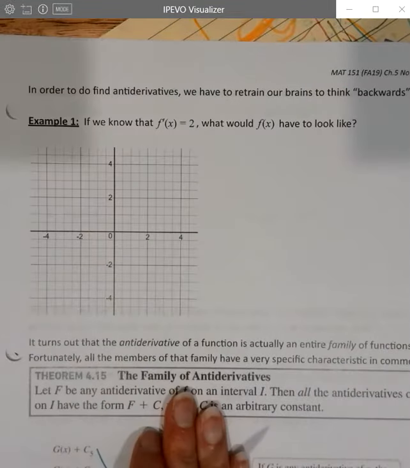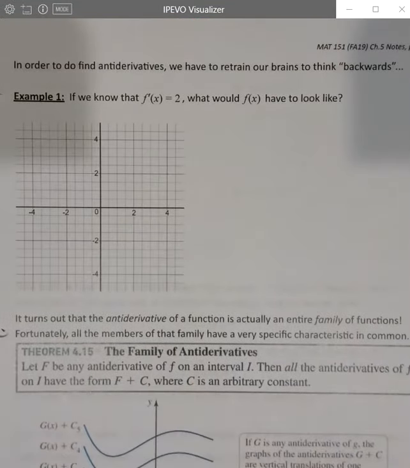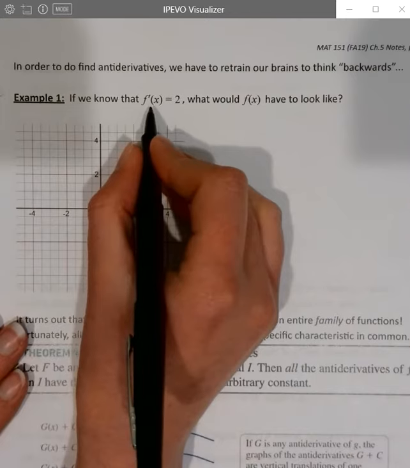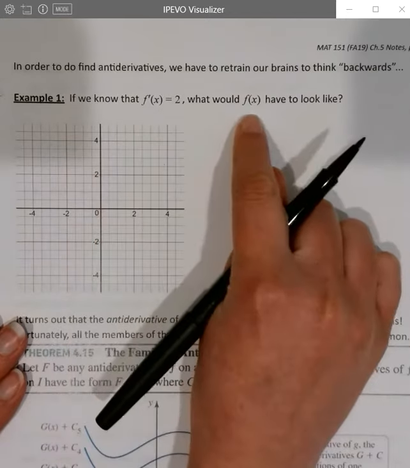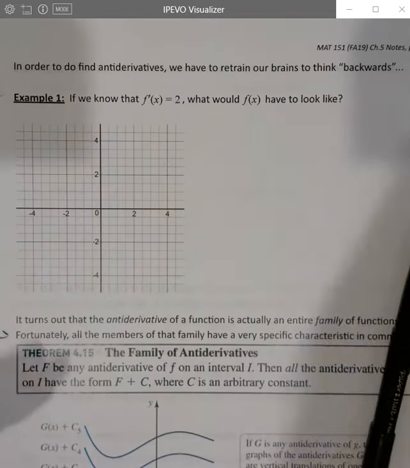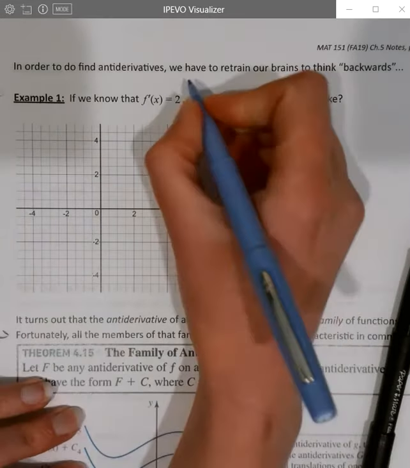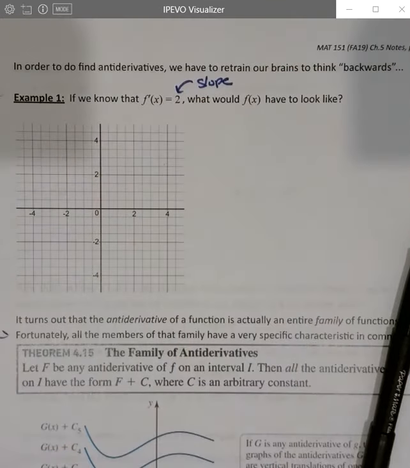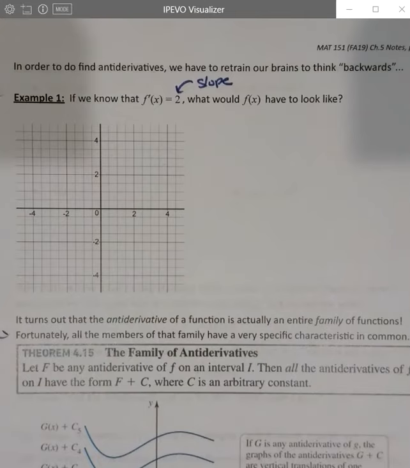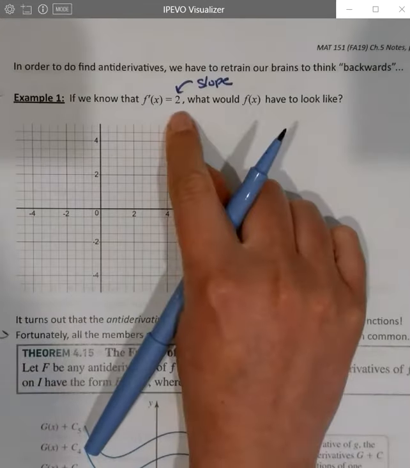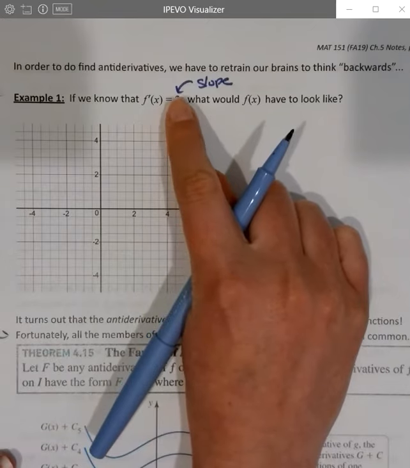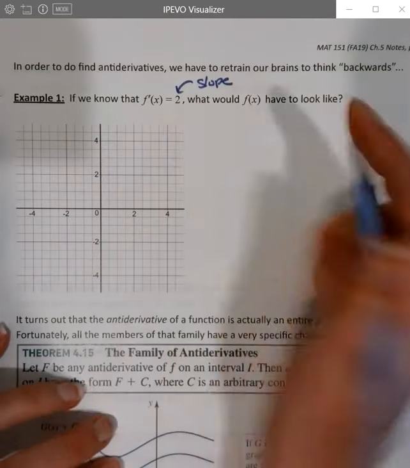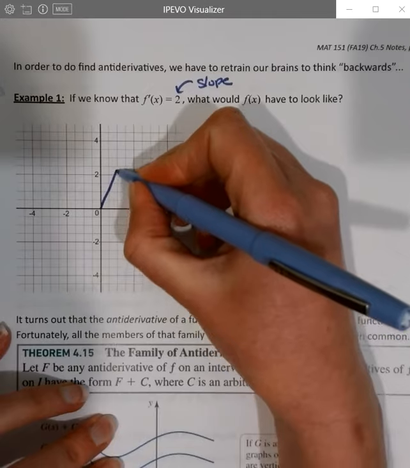So, in our first example, in order to do antiderivatives, we need to retrain our brains to think backwards. So let's say if we know that f prime of x equals 2, what would f have to look like? And so the derivative is, remember, slope, right? So the derivative is giving us the equation for slope. It's the equation for slope at any point. Now in this case, it is a constant slope, and so I'm going to be able to draw that. So I need a function that has constant slope where the slope is 2. So I could draw something like this.